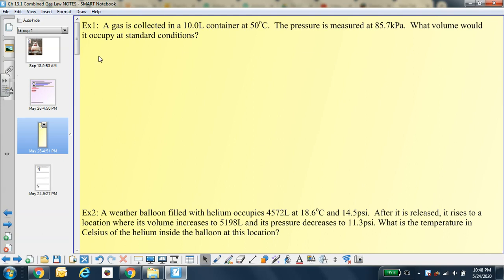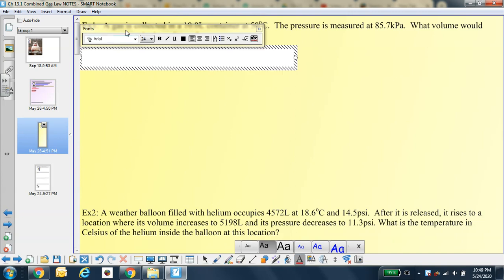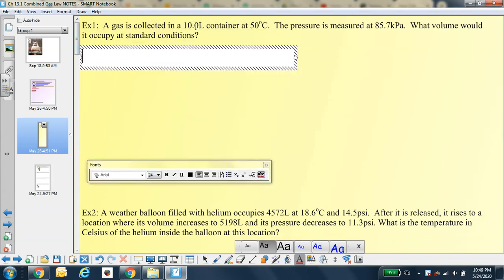Here's our first example. A gas is collected in a 10-liter container at 50 degrees Celsius. The pressure is measured at 85.7 kilopascals. What volume would it occupy at standard conditions? Well, the very first thing that we need to do is list the given information. So 10 liters, what do you think that is representing? I hope you said volume 1.